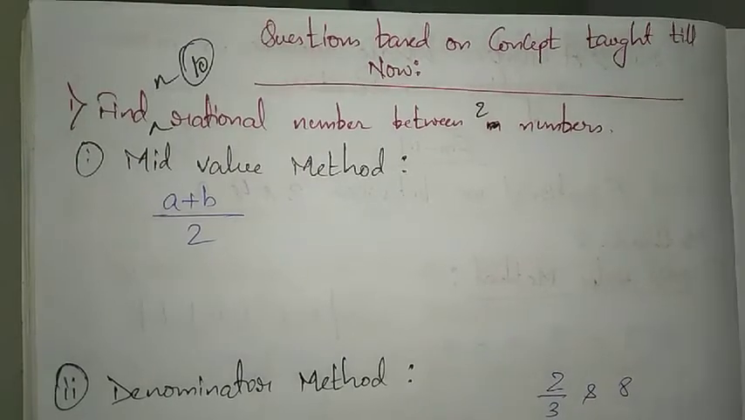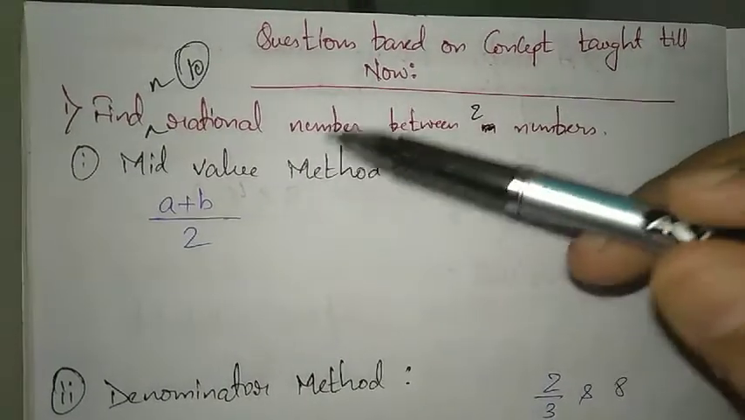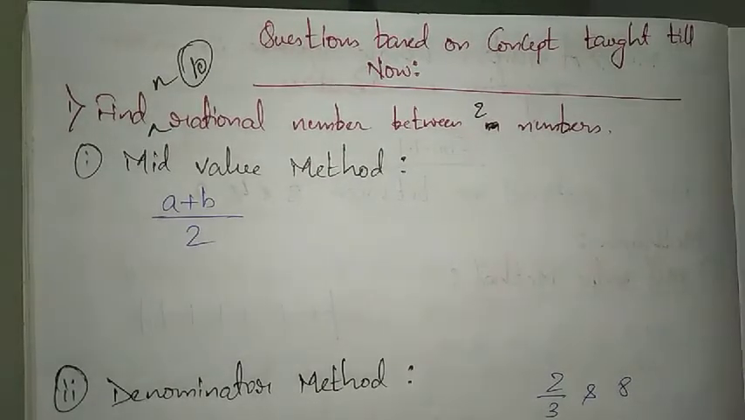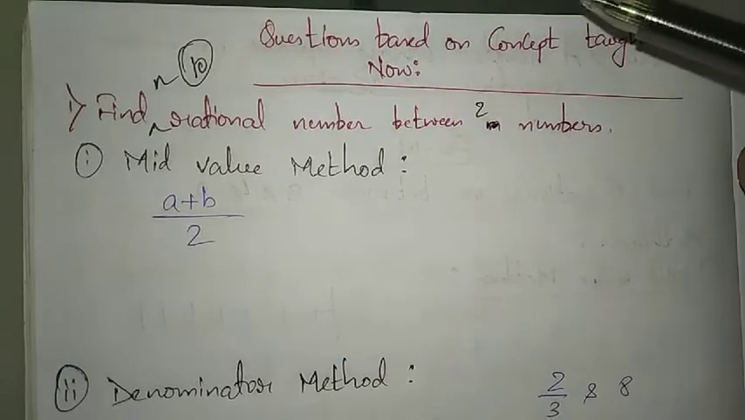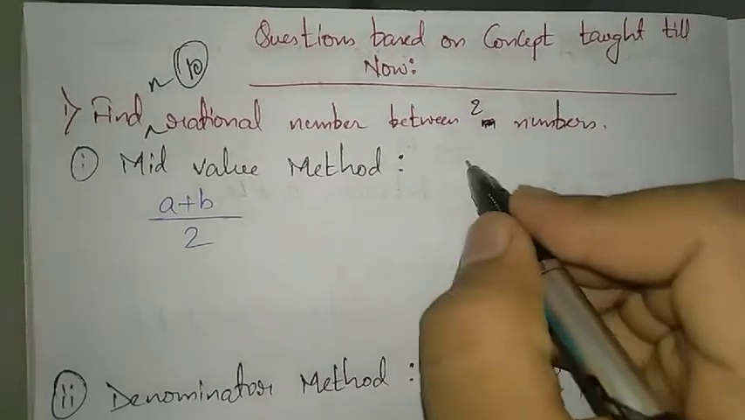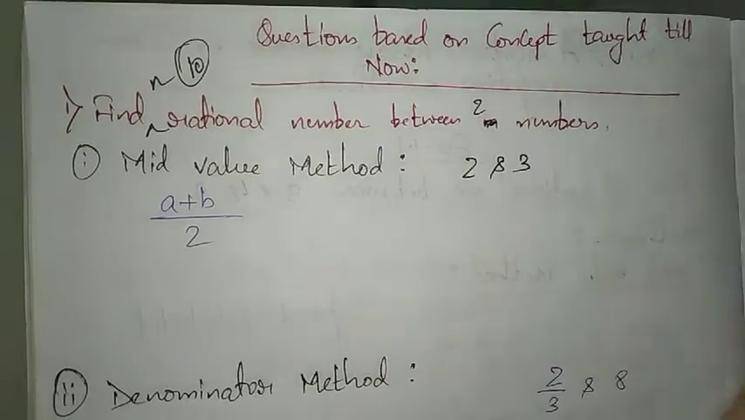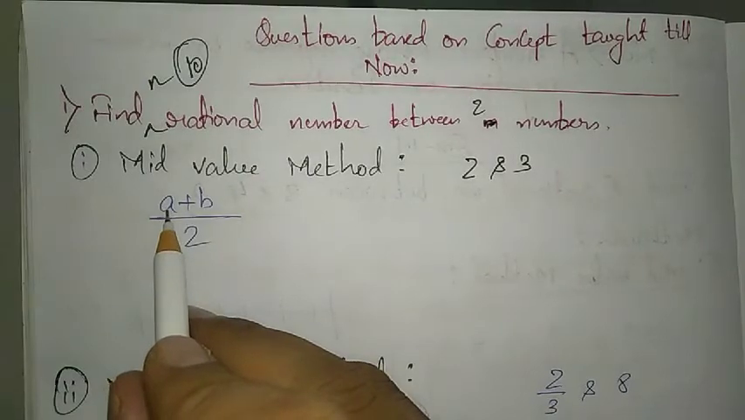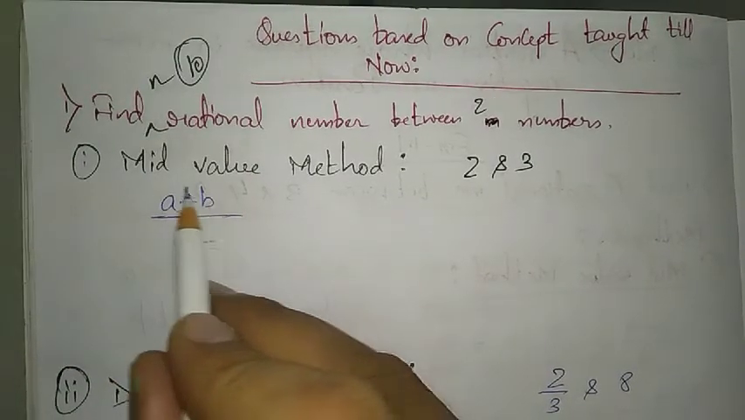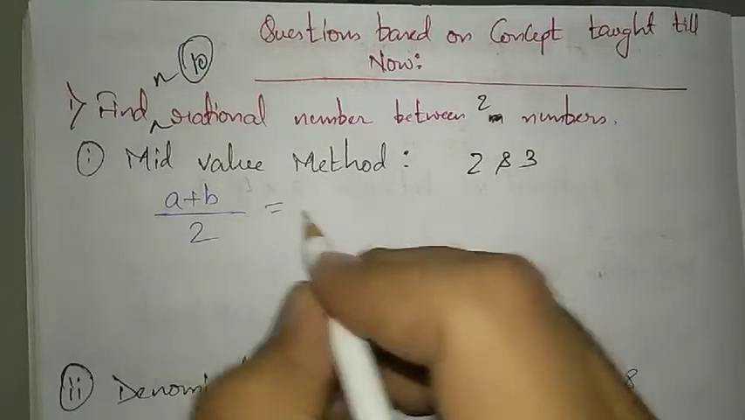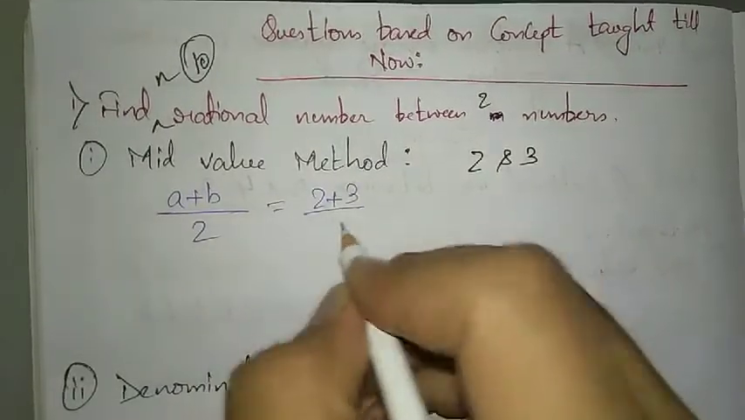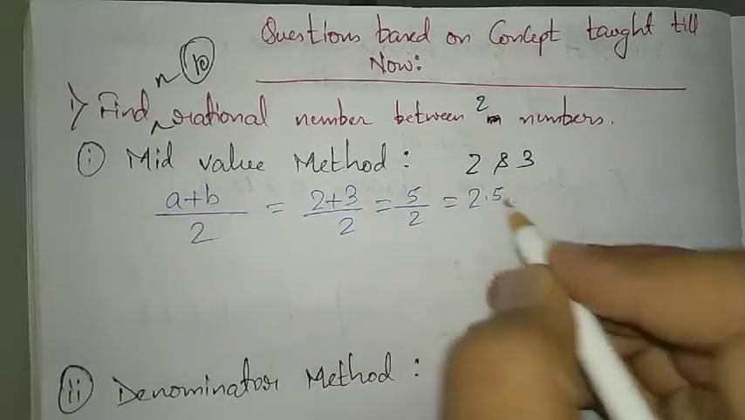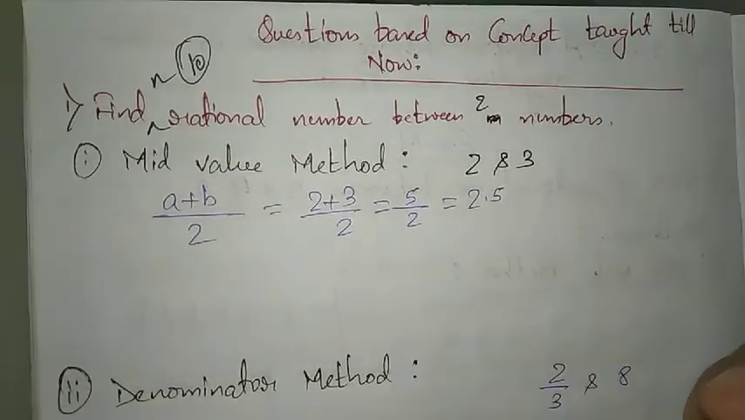Okay, so number one, the mid value method. Where can you apply this method? This is basically very easy, it's just an average kind of process. You will be asked a question: find a rational number between 2 and 3. So how do you do it? Like I've told you, suppose your 2 is A and your 3 is B, so you just need to divide A plus B by 2. So that goes as 2 plus 3 by 2, which is 5 by 2, which is 2.5. So 2.5 is one rational number between 2 and 3.